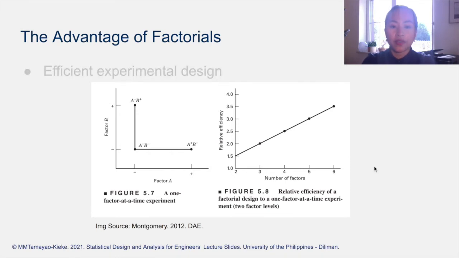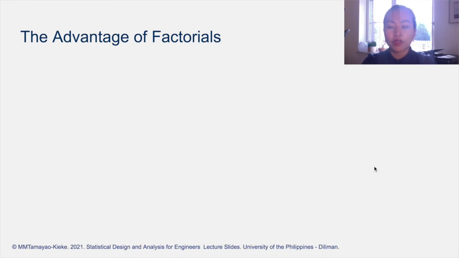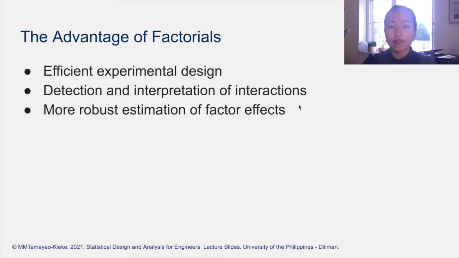As we have demonstrated, we can determine and interpret interactions in factorials. Moreover, with the efficient design, the estimated factor effects are just as precise as in one-factor experiments. Factorial experiments allow for the estimation of factor effects at several levels of the other factors. Therefore, it results in more robust estimation of factor effects.